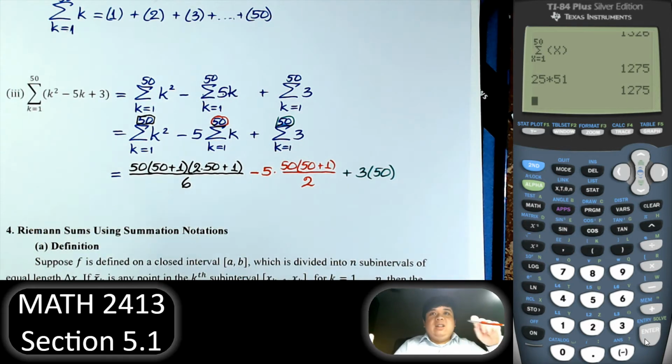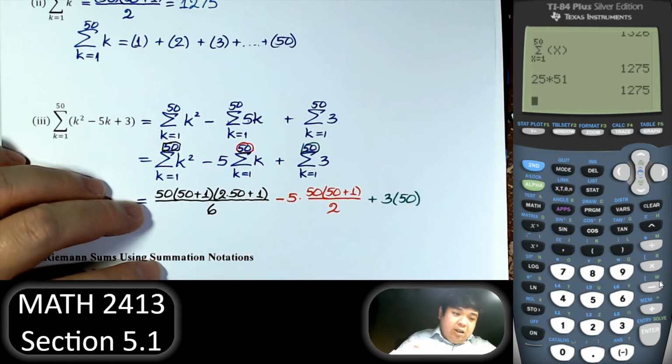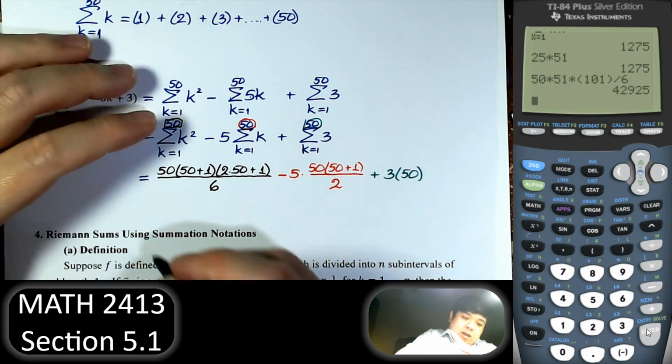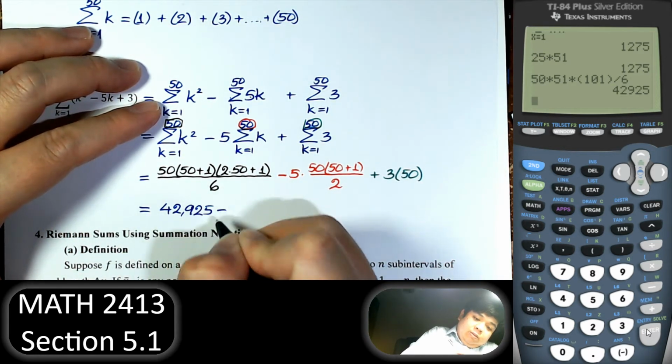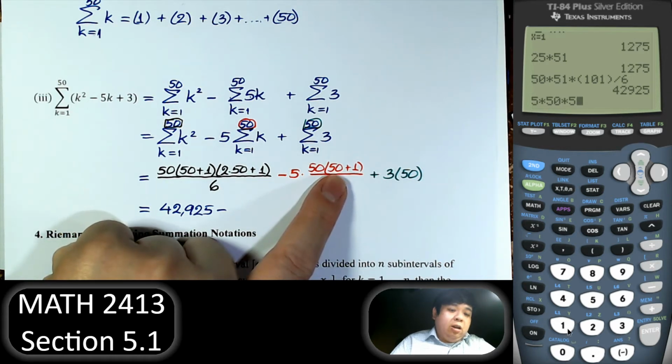Just do the math. I should get the numbers, so do this by hand first. So, 50 times 51 times 101, divided by 6. That is 42,925. Next we have 5 times 50 times 51 divided by 2.